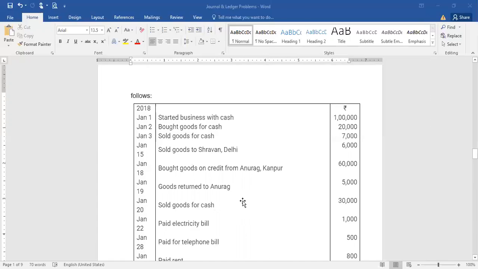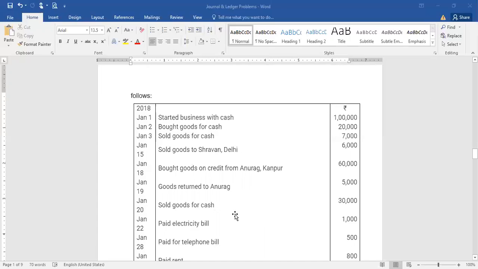Then goods returned to Anurag. So Anurag is here, the account involved is goods returned, that is purchase returns. Then who is receiving it? Anurag is a personal account. Debit the receiver and credit the giver. So Anurag account has to be debited and the purchase returns has to be credited. Anurag account debtor to purchase returns account.